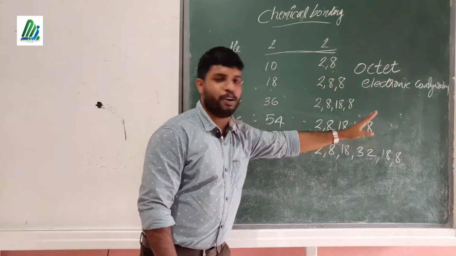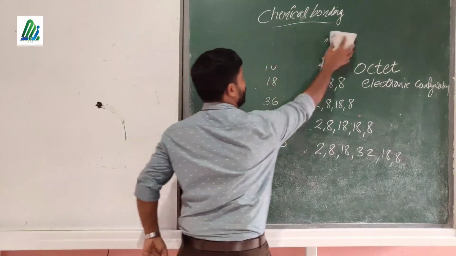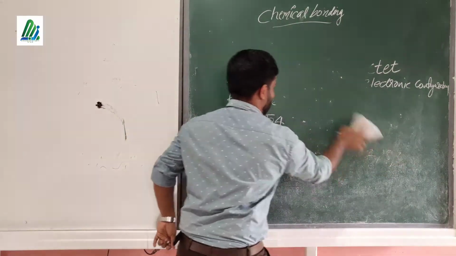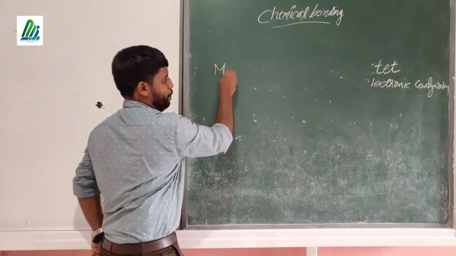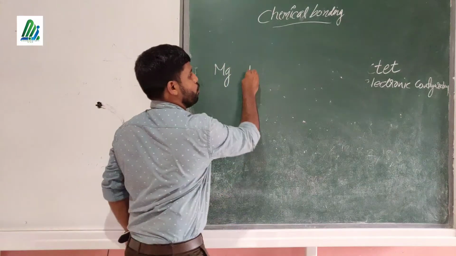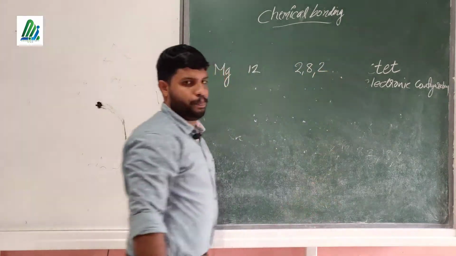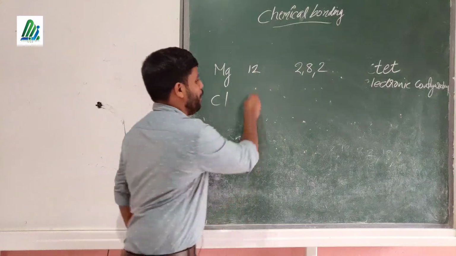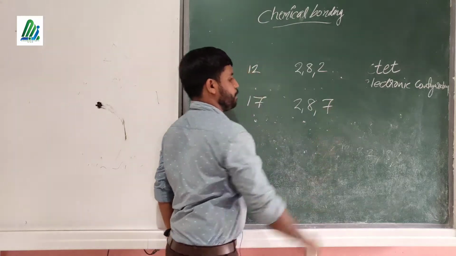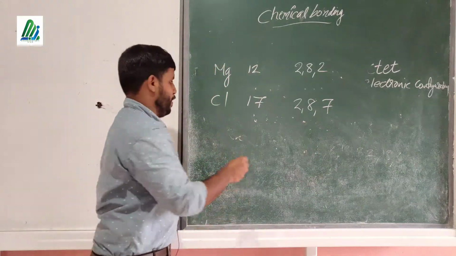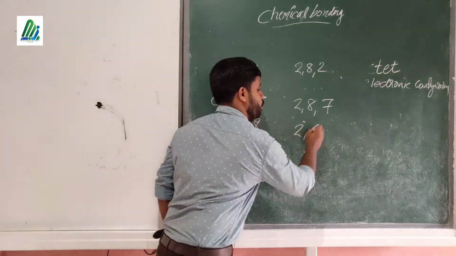Okay, we have discussed the octet electronic configuration and the case of helium. Next, we are going to discuss the electronic configuration of 2 or 3 more elements. Look at this. Magnesium has atomic number 12 and electronic configuration 2, 8, 2. Chlorine has atomic number 17 and electronic configuration 2, 8, 7. Then oxygen has atomic number 8 and electronic configuration 2, 6.